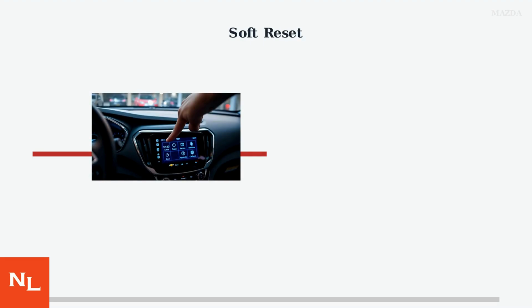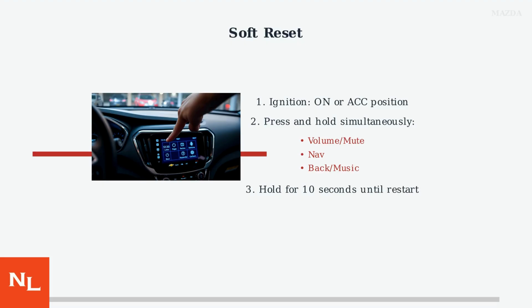When your Mazda infotainment system freezes or becomes unresponsive, a soft reset is often the quickest solution. This method resolves temporary glitches without deleting any of your saved data. First, ensure your ignition is in the on or ACC position, but do not start the engine. Then simultaneously press and hold 3 specific buttons for about 10 seconds. The screen will restart automatically, and your system should return to normal operation with all your settings and data intact.